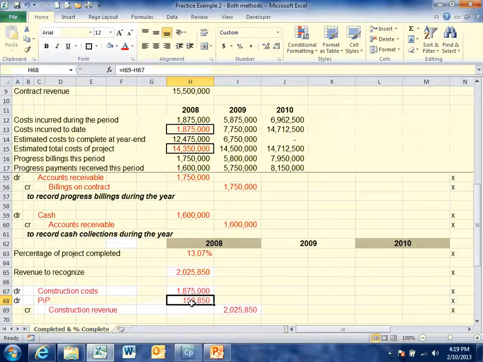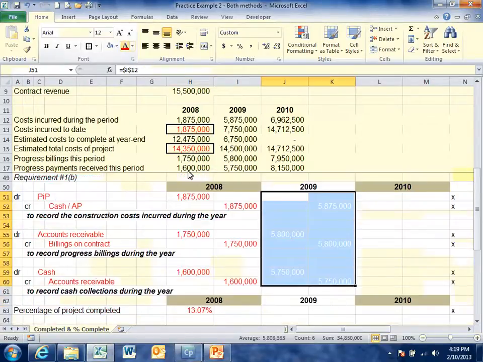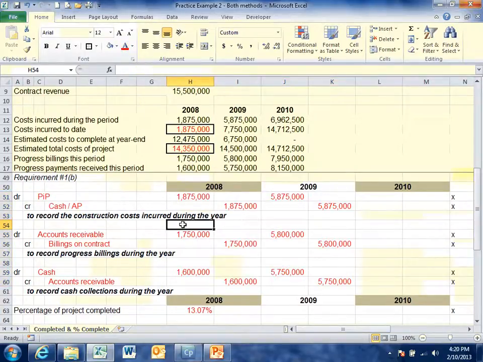Okay? Now, we can go back and we can do 2009 and you can do 2010. The solution's there for you in FOL. But I'm going to quickly fill in what would have happened in 2009, right? Again, do all the journal entries for a given year. Those first 3 entries never change.